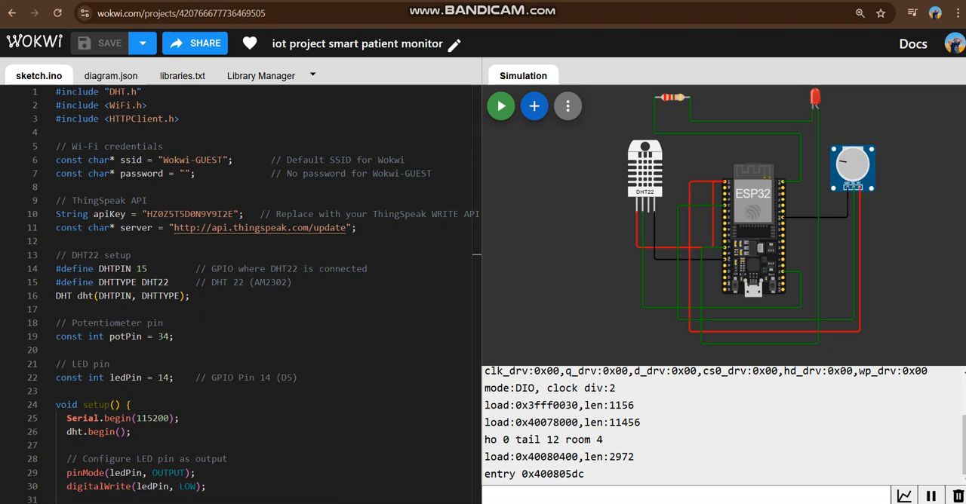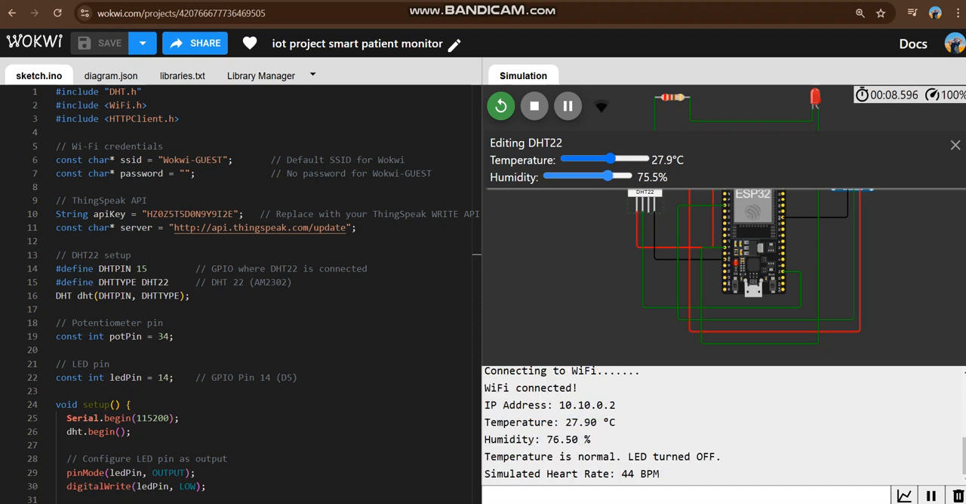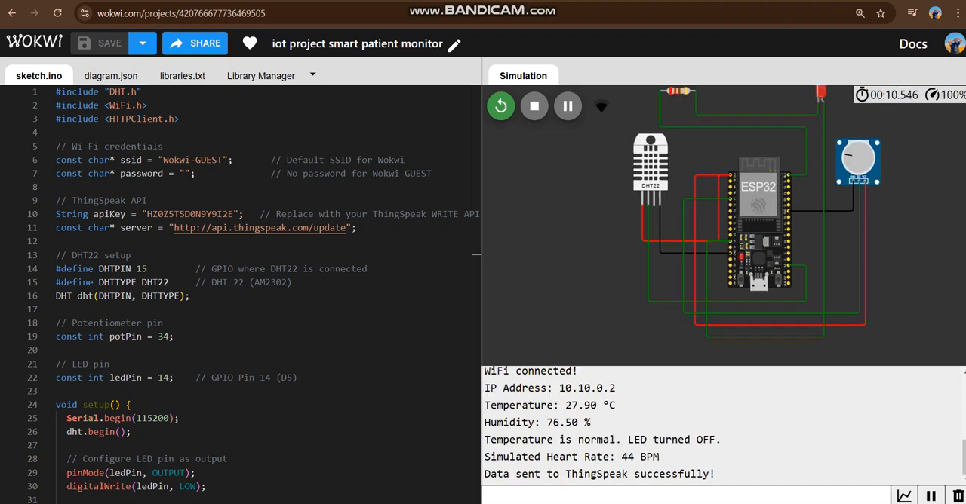So in this project, I am going to simulate three conditions. For the first condition, I am going to set the temperature less than 35 and the humidity I increase to 78, and the potentiometer value I reduce. So let's see the output.